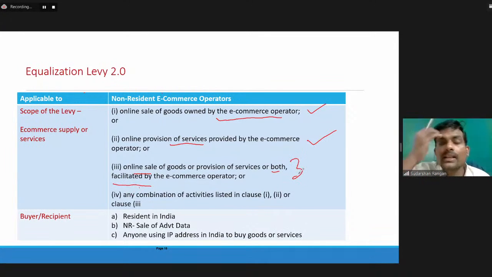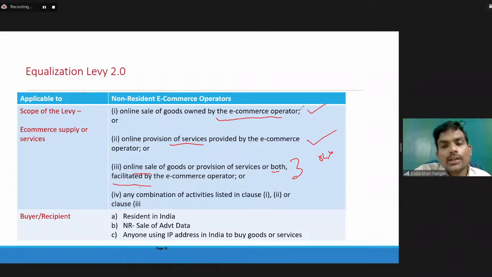Online sale of goods or provision of services are both facilitated, so I need not even own the goods, like an Amazon marketplace, like OLX. OLX does not own any of the goods, it's just a pure marketplace. So let's assume OLX is a non-resident e-commerce operator. So they will also come under, because they are facilitating. So I need not even own.